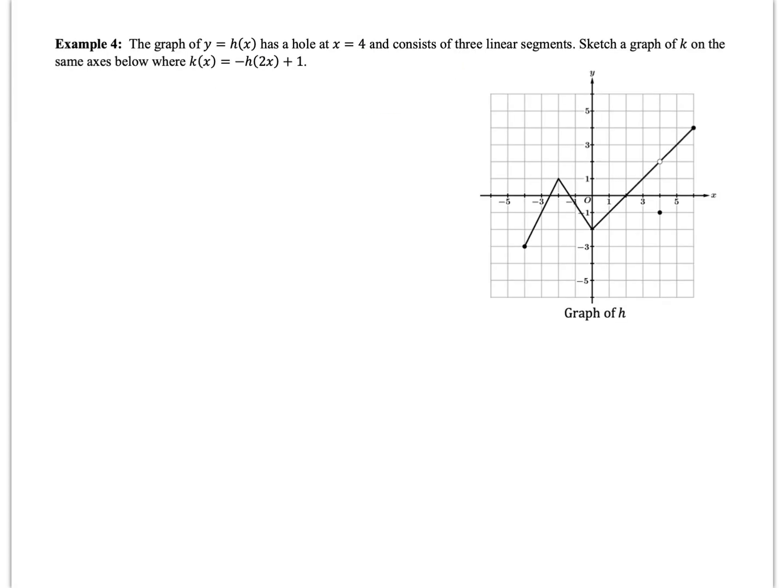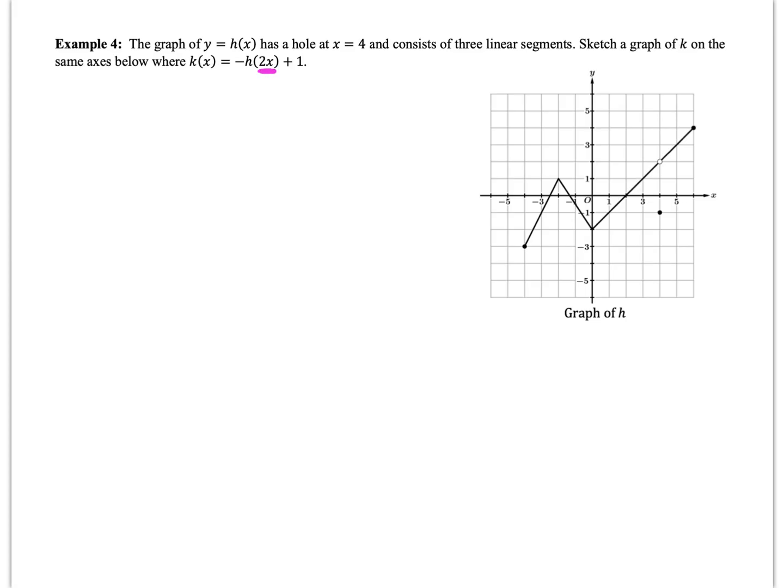Here we're given the graph of some function h of x, and you can see that it has a hole at x equals 4 and consists of 3 line segments. We want to sketch the graph of k on the same axes, where k of x equals -h of 2x plus 1. Before we begin the transformation, let's list out what's going on.